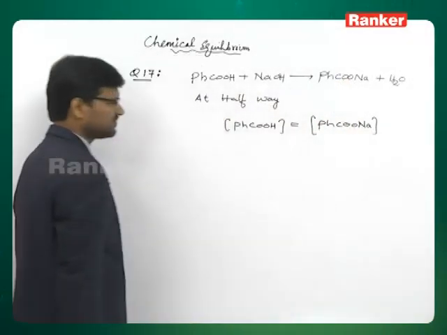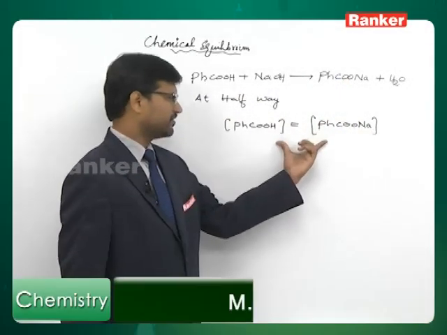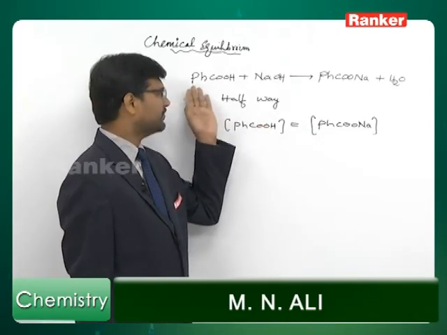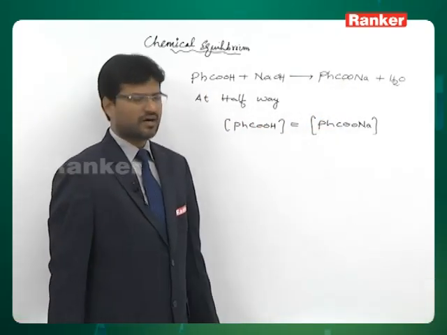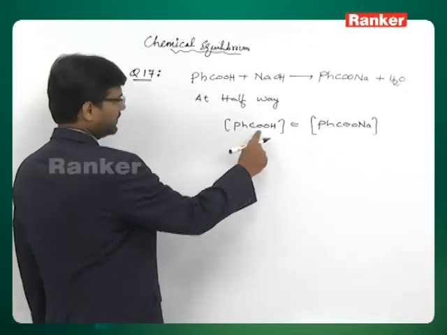At midway during titration, these two will be equal, because half of the benzoic acid has been changed to sodium benzoate. So, these two will be equal. Now, you get an acidic buffer.